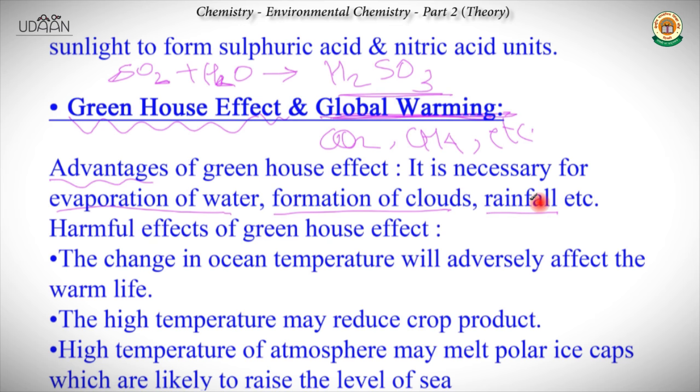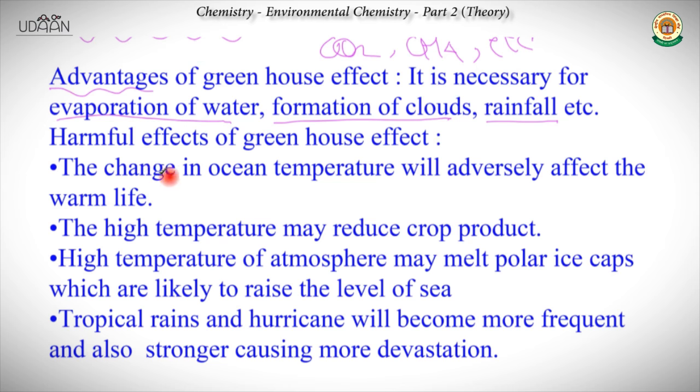But there are a lot of harmful effects of excessive greenhouse effect, that would be the correct word. So, these harmful effects are the change in ocean temperature, and the high temperature, which may reduce the crop productivity.